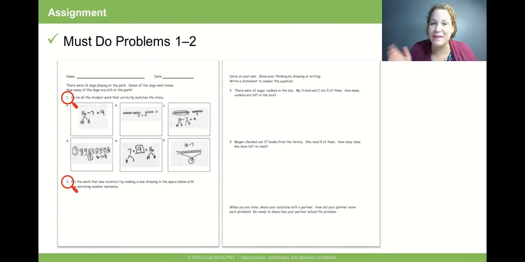And now it's time to show what you know. Your must do problems are 1 and 2. Do your very best thinking for 10 minutes, and if there's time left over, try number 4.